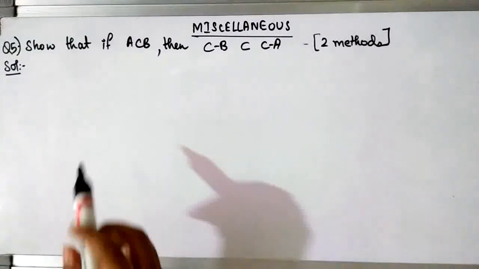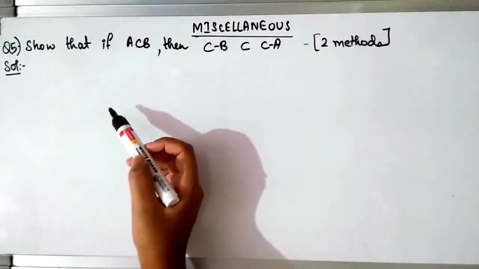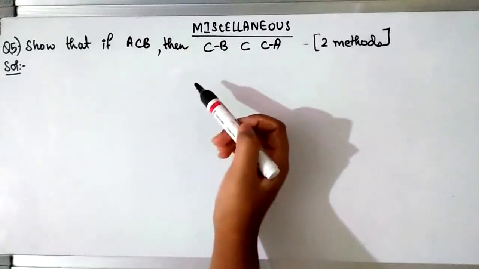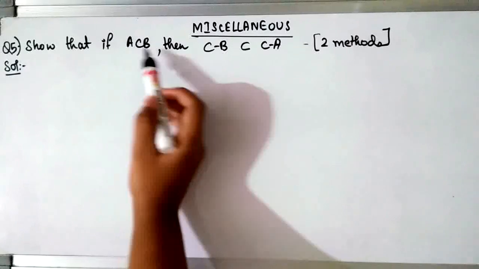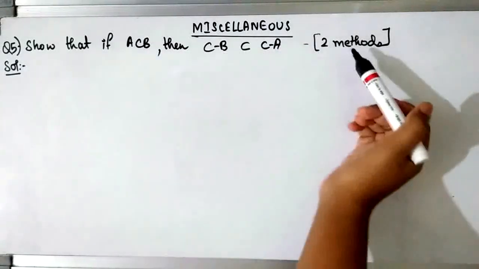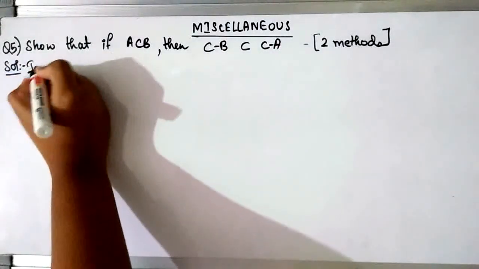Now over here they say: show that if A is a subset of B, then C minus B will be a subset of C minus A. So if this is the condition given, then we have to prove that this condition will also be true. Now there are two methods to solve this. I'll tell you the first method.